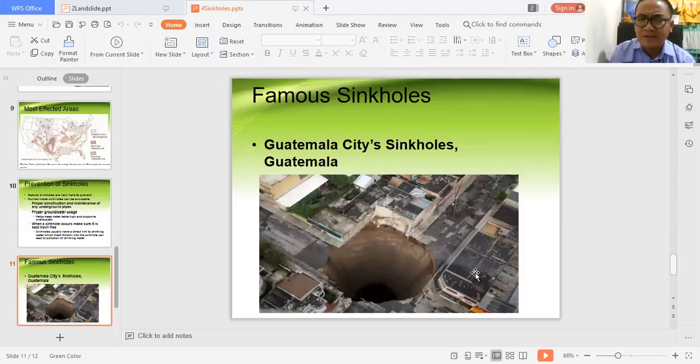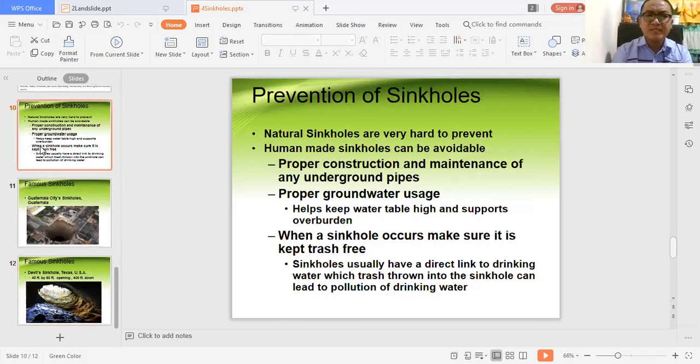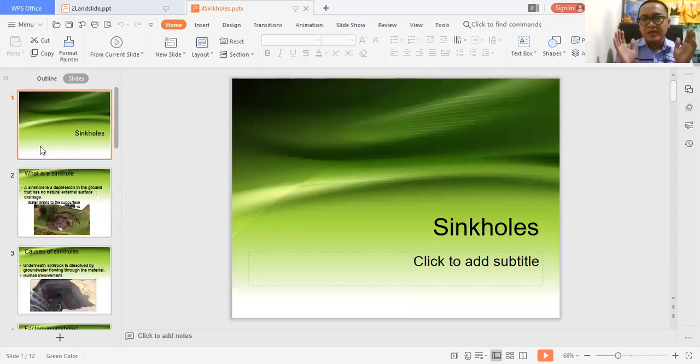So, some pictures or some figure lang po ito about the famous sinkhole lang po. We have the Guatemala City sinkholes in Guatemala. And then yung tinatawag pong Devil's Sinkhole in Texas, USA is about 40 feet by 60 feet opening wide and 400 feet down. So yan po yung mga bagay po na pwede po natin malaman about sinkhole. So yun po yung discussion po natin about this kind of other geological hazards discussion.